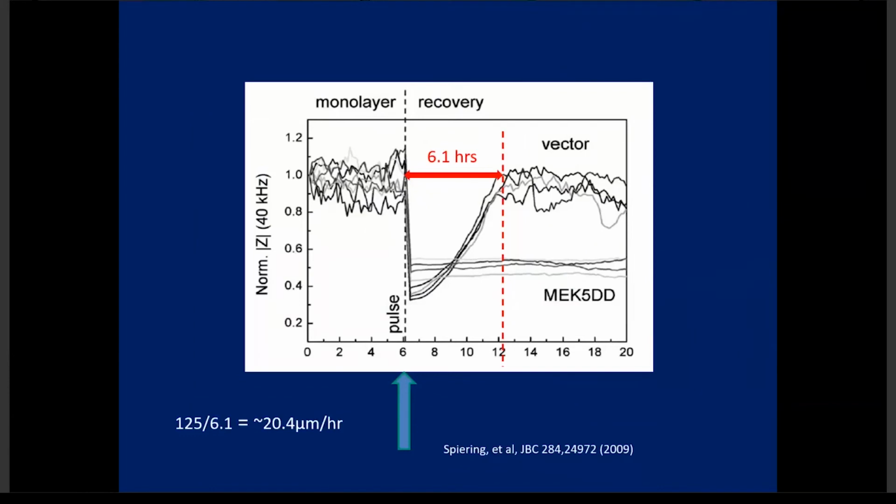Whereas in the case of the MEK5DD that showed no migration, we again see the reduction of the cells down to open electrode values, but there is simply no return to control levels.